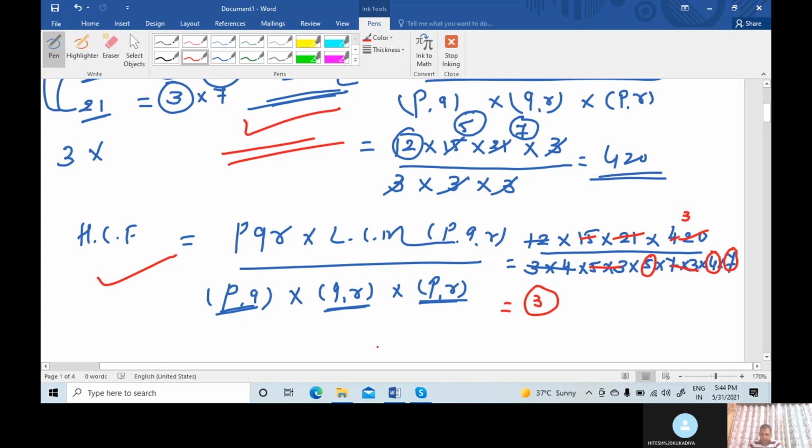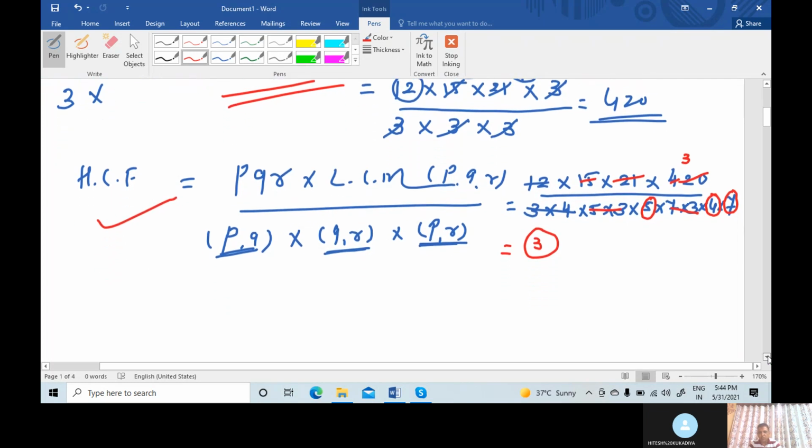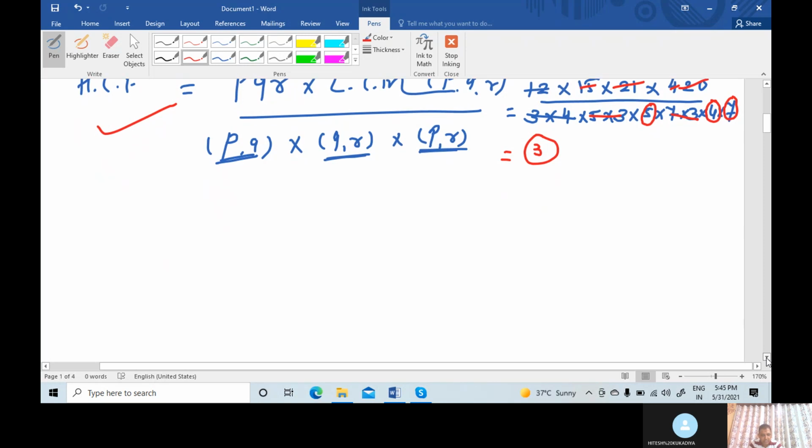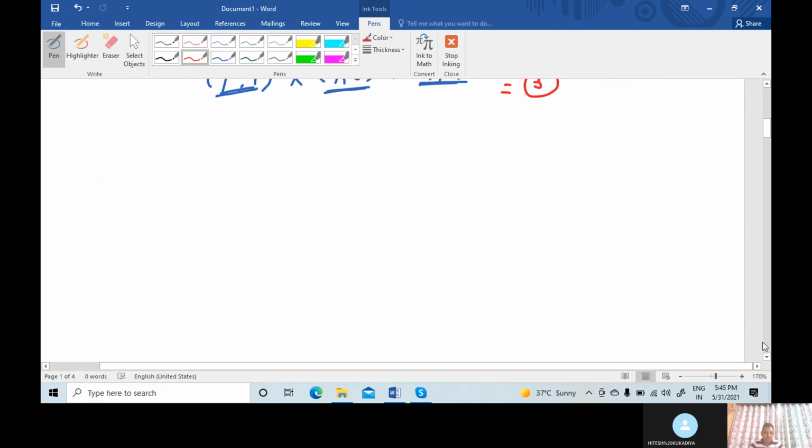Is that clear? Okay, so in your textbook, Exercise 1.2, question number 3, a total of 3 sums are given. We have explained the first question. Now try it yourself. Second question: 17, 23 and 29. Third question: 8, 9 and 25. We also write extra sums here for your maximum practice.